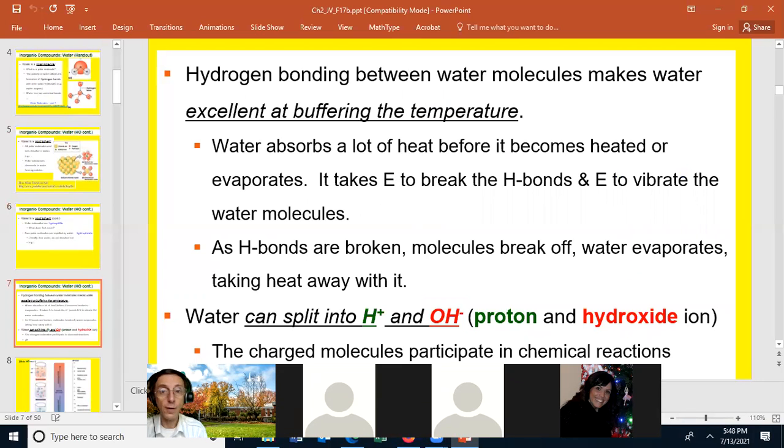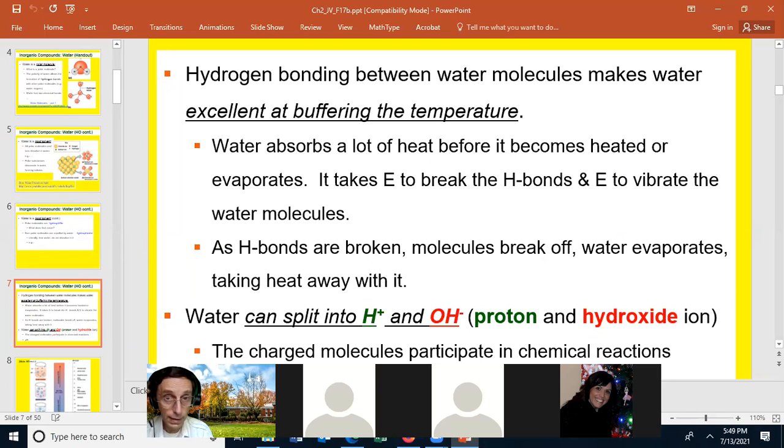Hydrogen bonding between water molecules makes water excellent at buffering the temperature. Water absorbs a lot of heat before... water absorbs the heat in two ways, and that is when a molecule gets a higher temperature, it means the molecule is moving around and vibrating more than it is at a lower temperature. And that is actually what the temperature is, the speed of the movement of the molecules. Any question about that?